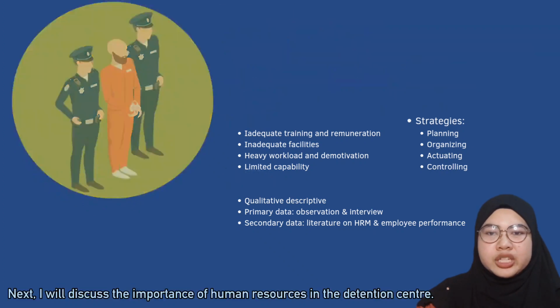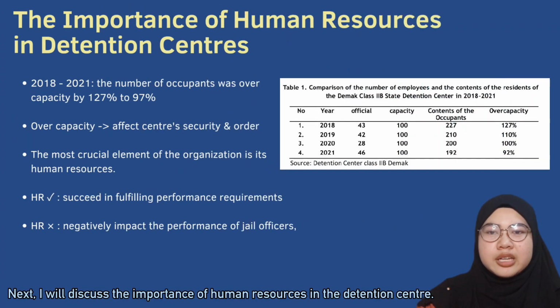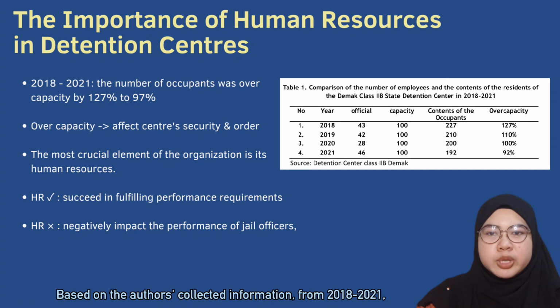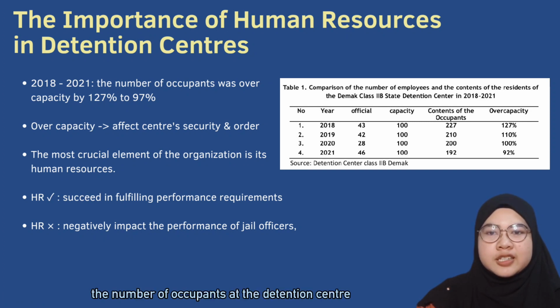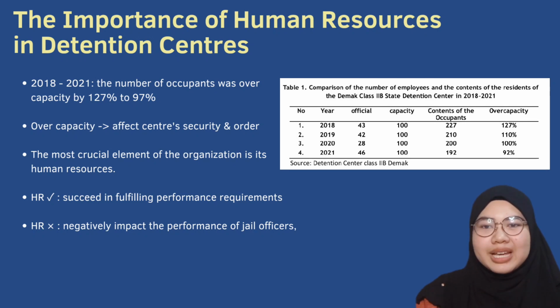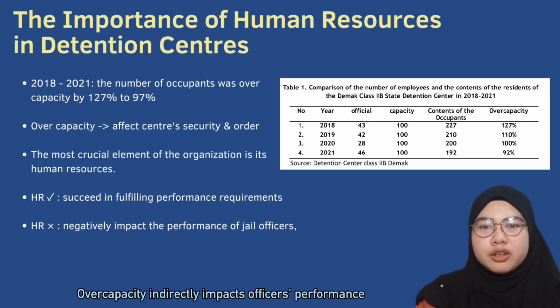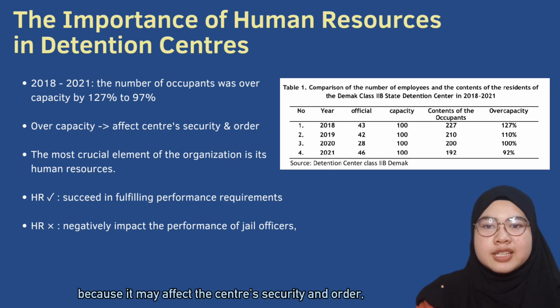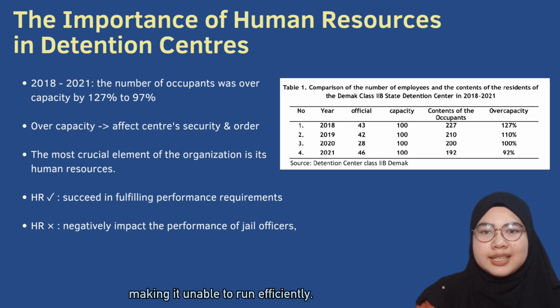Next, I will discuss the importance of human resources in the detention center. Based on the information the author collected from 2018 to 2021, the number of occupants at the detention center was over capacity by 97% to 127% every year, when the actual capacity was only 100. Overcapacity indirectly impacts officer performance because it may affect the center's security and order, making it unable to run efficiently.